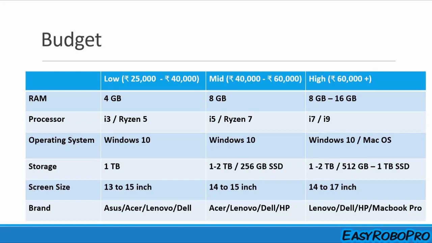If you are having a good budget, then you can go for 8 GB to 16 GB RAM, i7 or i9 processor, Windows 10 or Mac OS, 1 to 2 terabytes of HDD or 512 GB to 1 TB of SSD, 14 to 17 inch screen size, and finally you can select a Lenovo, Dell, HP or a MacBook Pro.